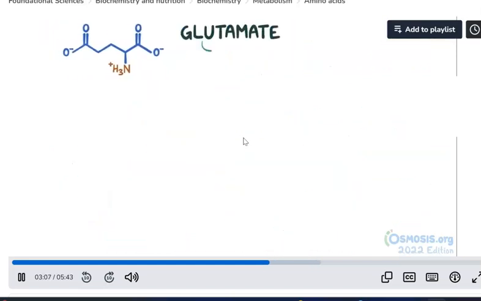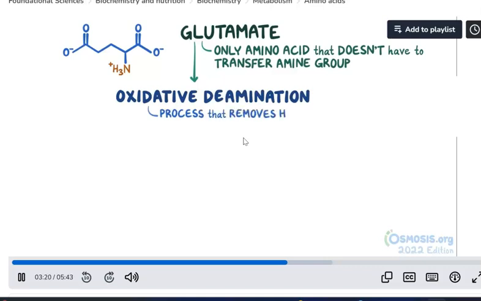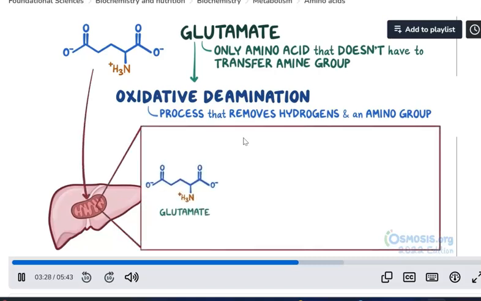Now, glutamate is a unique amino acid, and it's the only amino acid that doesn't have to transfer its nitrogen-containing amine group to another molecule. That's because glutamate undergoes oxidative deamination, a process that removes hydrogens and an amino group. So specifically, glutamate travels to the liver mitochondria. This process takes place in the mitochondria because free ammonia in the cytoplasm can damage the cell.